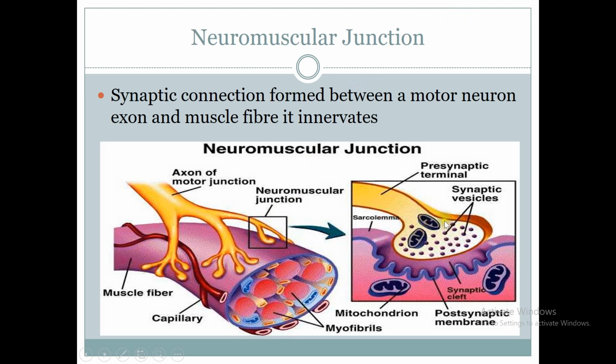Here you can see the formation of the neuromuscular junction. Microscopically you can see the motor neuron axon with synaptic vesicles, and this is the postsynaptic membrane, which is the muscle membrane. This is called a neuromuscular junction.